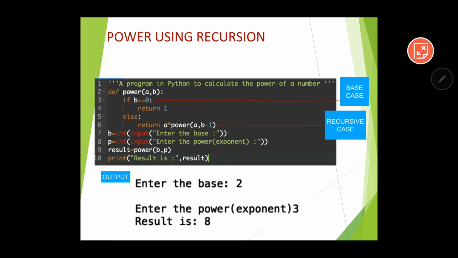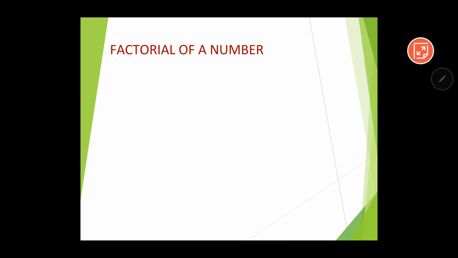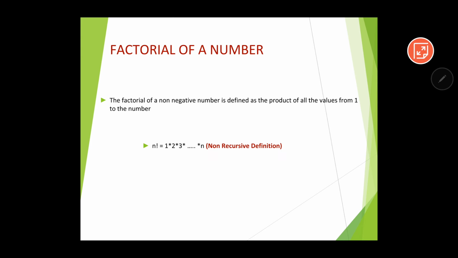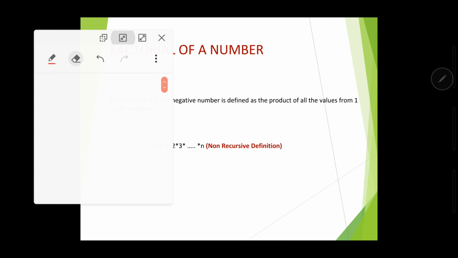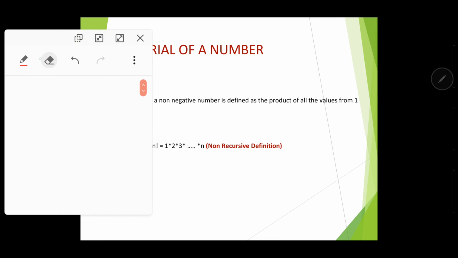Let's go to the next algorithm, which is the factorial of a number. All of you know about factorial. So what is factorial? The factorial of a non-negative number is defined as the product of all the values from 1 to the number. That means, let's say you have factorial 5.